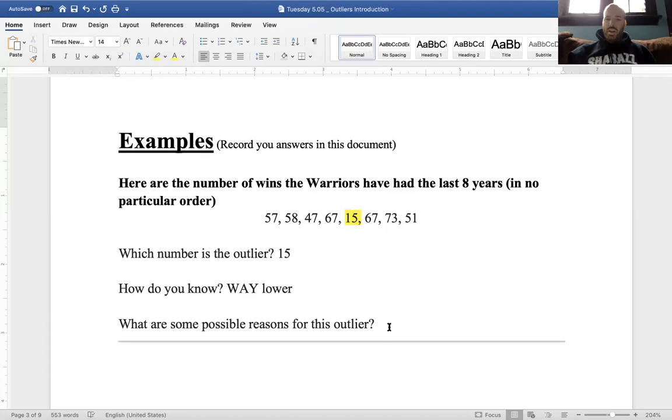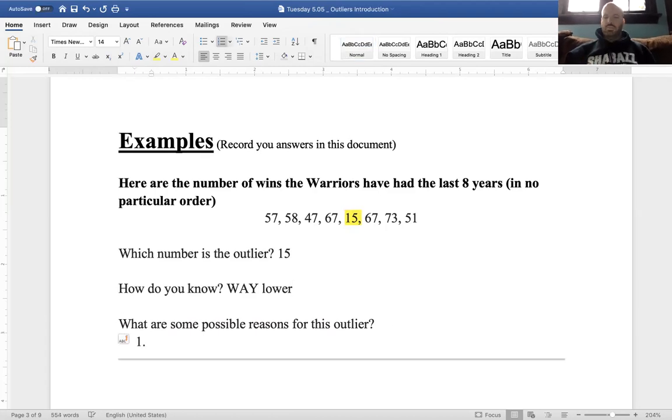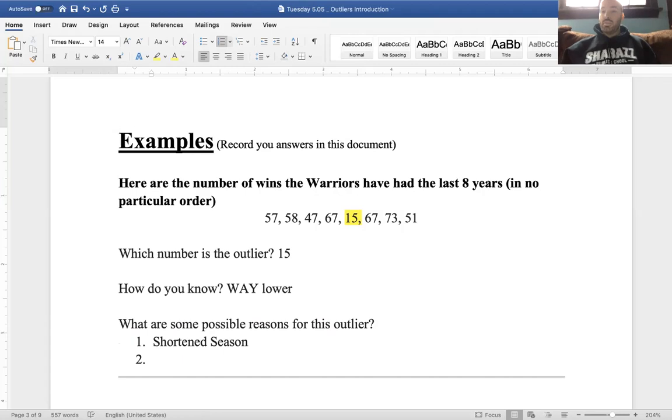The other thing that we want to think about are, what are some reasons for this outlier, okay? 15. We're talking here about the wins the Warriors had in the last 8 years. If you watch basketball, you probably know which year this is. That's this year. I can think of a bunch of reasons why all the other years they had a lot of wins, and then this year they had 15. Number one, they had a shortened season. Remember, like 6 weeks ago, they canceled the NBA season. Well, they haven't officially canceled it yet, but they stopped playing games. So you can't keep on getting wins if you have a shortened season. The other reason, which some of you know, KD got traded. Steph was hurt.